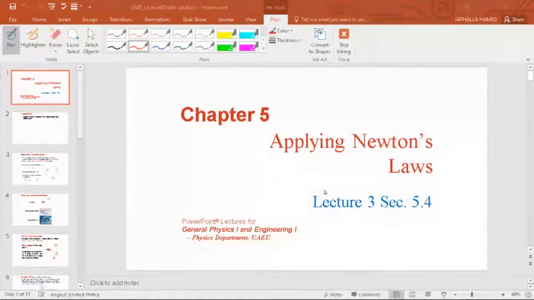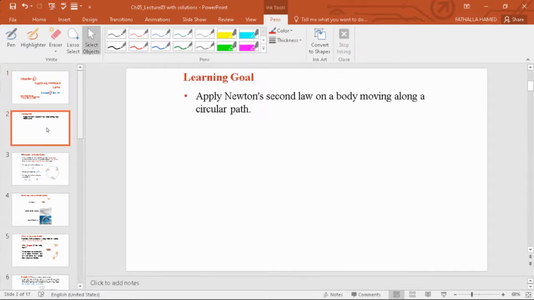Today we're going to finish chapter number 5, and we're going to look at lecture number 3 of chapter number 5, in our study of applications of Newton's first and second law.